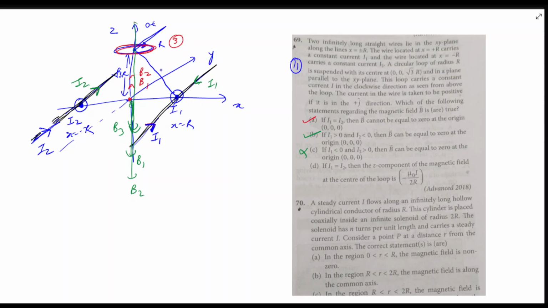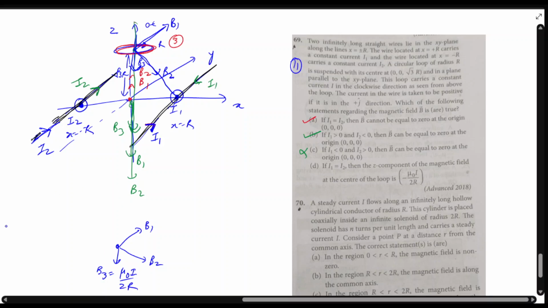So due to I1, magnetic field should be like this, and due to I2, magnetic field should be like this, B2. Okay, and due to this loop it will be in the downward direction, right? So this will be B3. So at this point B1 is like this, B2 is like this, and we have B3 like this, and B3 will be mu naught I by 2R, right?